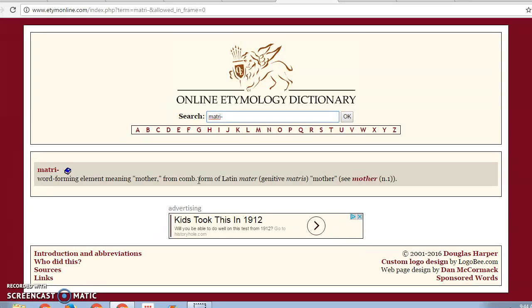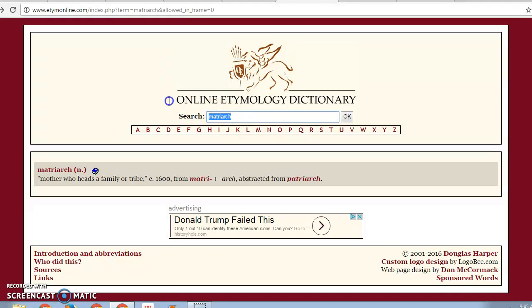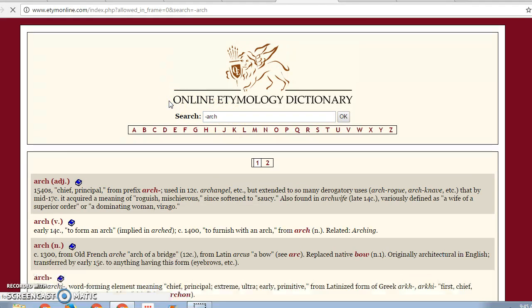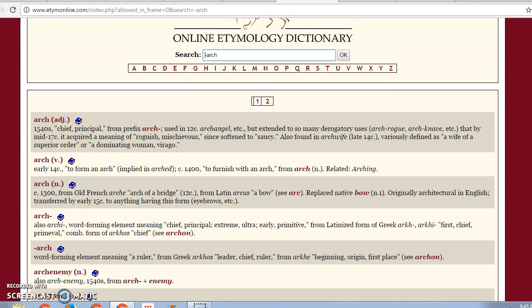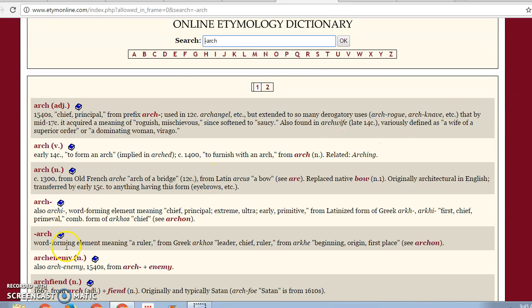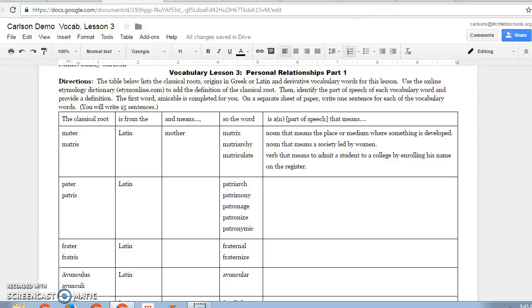Matri is the word-forming element meaning mother. But let's go back for a second. Let's see what the root arch means. The root arch, right here, is a word-forming element meaning ruler. So we've seen that with anarchy, matriarchy, patriarchy. Back at the assignment, we complete the sentence by writing matriarchy is a noun that means a society led by women. So far, so good.